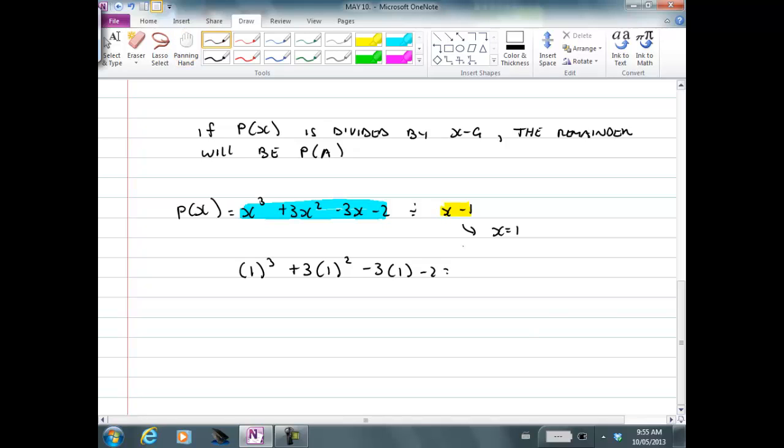Sorry? No, it's going to be just x minus a. And your remainder. If you took the constant, this one? No. A good question though. Try this one.